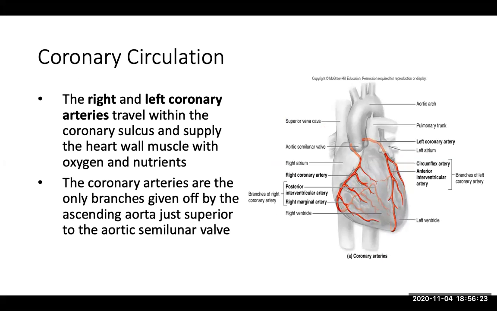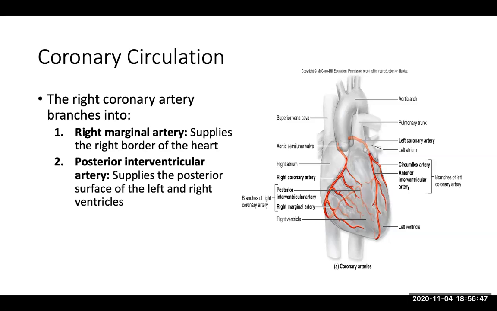Coronary circulation describes that even the myocardial cells within the heart need oxygen in order to function. So the right and left coronary arteries will travel within the coronary sulcus to provide blood supply to the heart, like oxygen and nutrients. The coronary arteries are the only branches given off by the ascending aorta, just superior to the aortic semilunar valve.